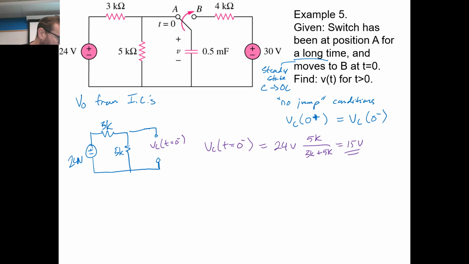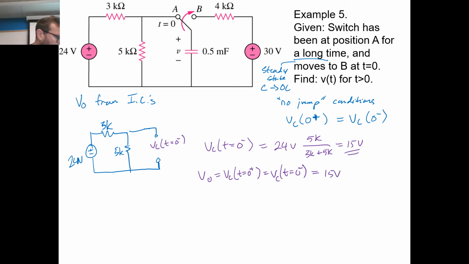Nice. So V naught is equal to VC of t equals 0 plus, but by the capacitor's behavior that has to be equal to VC of t equals 0 minus, which we just found is 15 volts.